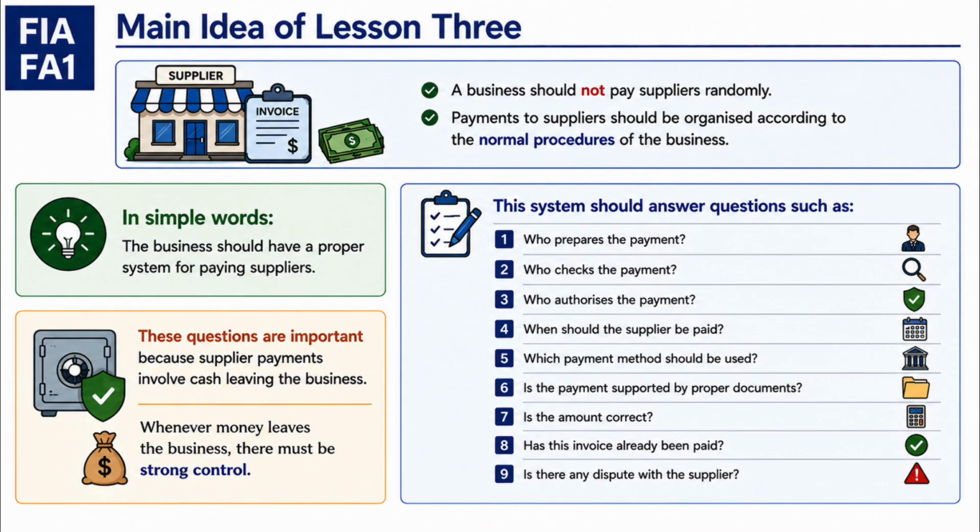When should the supplier be paid? Which payment method should be used? Is the payment supported by proper documents? Is the amount correct? Has this invoice already been paid? Is there any dispute with the supplier? These questions are important because supplier payments involve cash leaving the business. Whenever money leaves the business, there must be strong control.